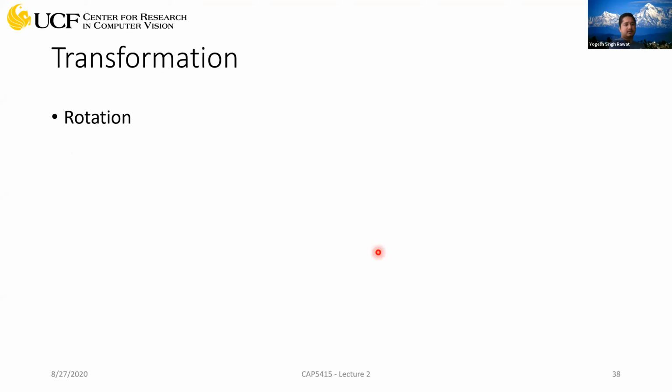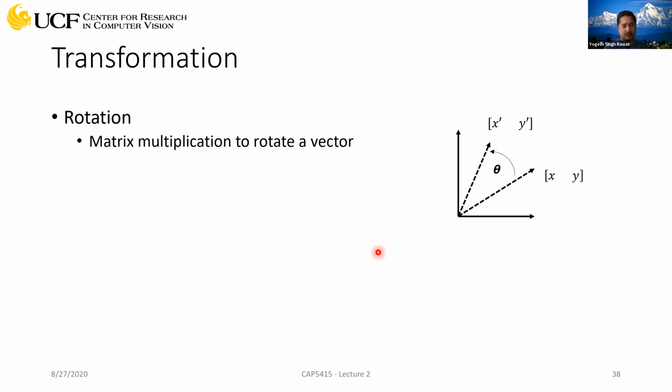Now another interesting transformation is rotation, and this is a bit more complicated than scaling. Scaling was simply multiplying with numbers. Now we can use matrix multiplication for vector rotation. Let me first give you the formula, and then we'll go into detail on how we can derive it. Let's say you have a vector x, y, and you want to rotate this vector towards the left by an angle theta to get the vector x prime, y prime.